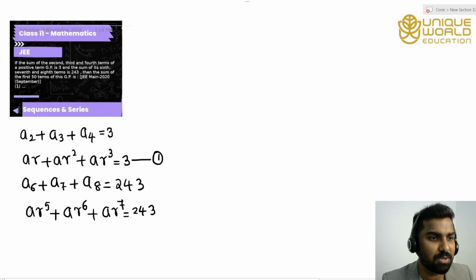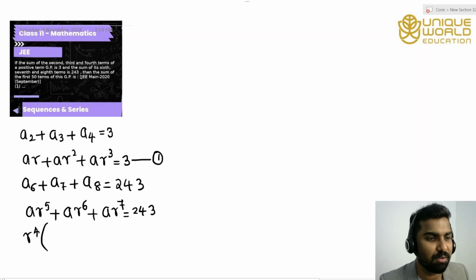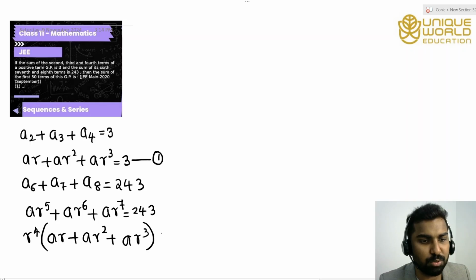If you are taking what common here, suppose I am taking R power 4 common here. Now observe this thing. If I am taking R power 4 common, here only AR will be there, plus in AR power 6, R power 4 outside means it will become AR square, right? Plus, from AR power 7, R power 4 outside means it will become AR to the power 3. That will be equal to 243.